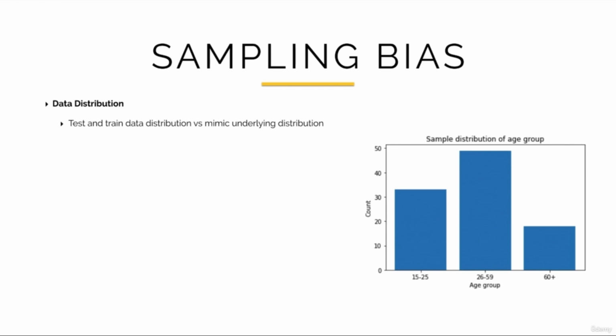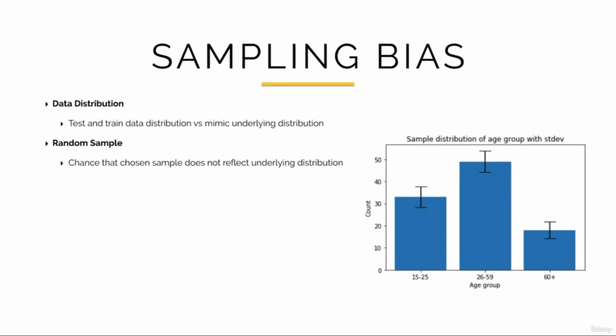So if we look at the graph on the right, what we have is a distribution of age groups. So we're going from 15 to 25, that's our first group, which has a little over 30 participants in it. Then we've got from 26 to 59, which has almost 50, and then we've got the 60 plus, which has about 20. Now, one technique that you can do is you can go about randomly taking participants from this age group. And if you do that, then you may not mimic the underlying distribution. Now, sometimes that's not a bad thing.